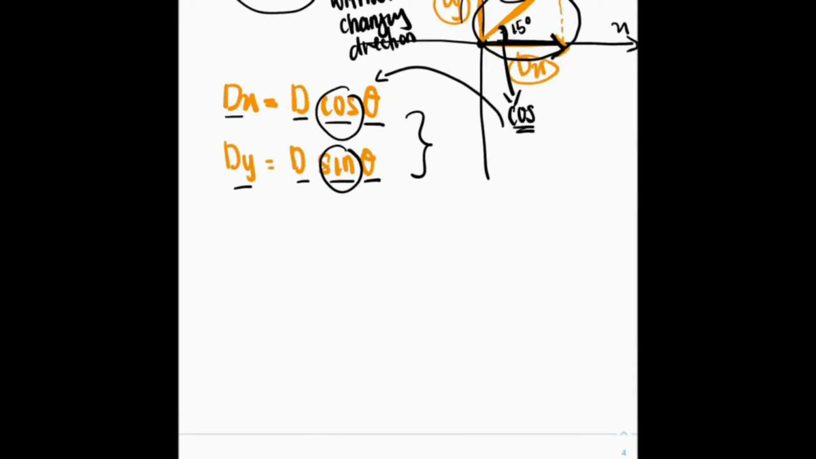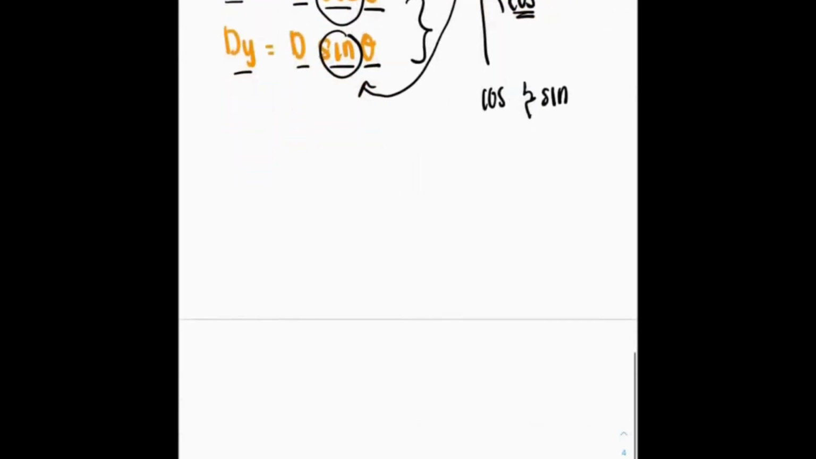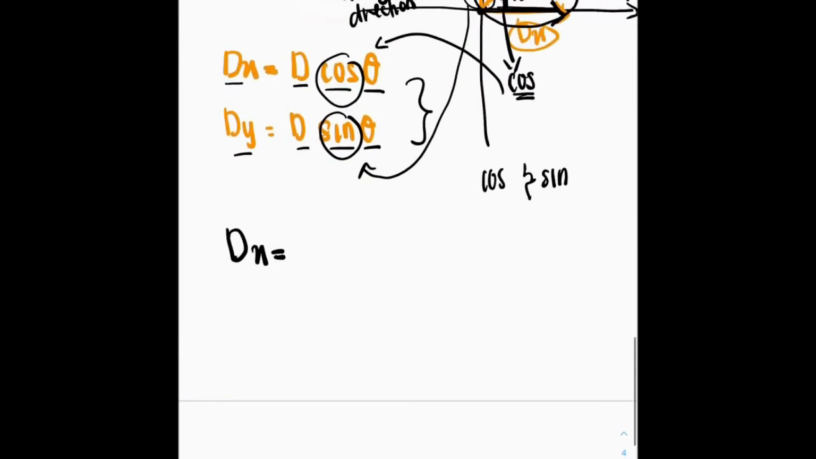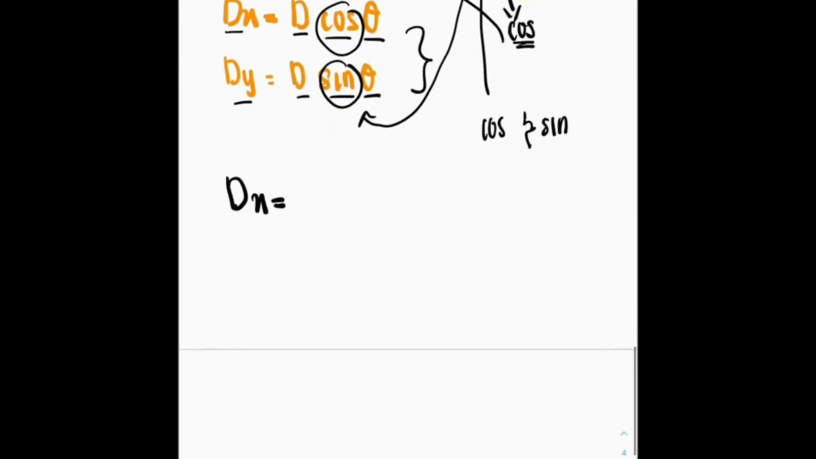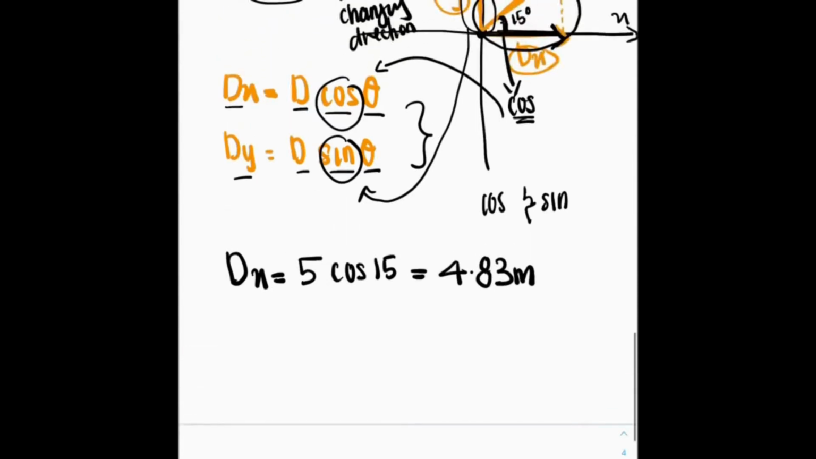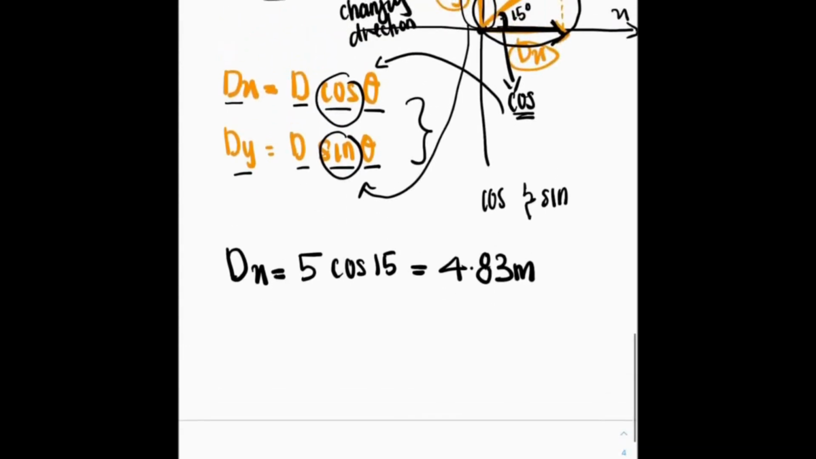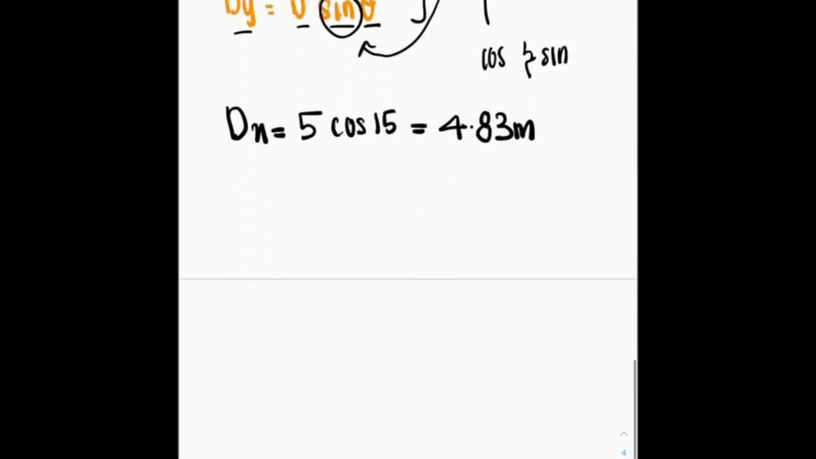And the remaining axis, which is your y-axis, is going to take sine. We will only use cos and sine for resolving vectors. So now we are going to find out the value for my dx component, my displacement along the x component, which is 5 meter cos 15 degree, which equals 4.83 meter along the x-axis. We have already deduced the direction just now.